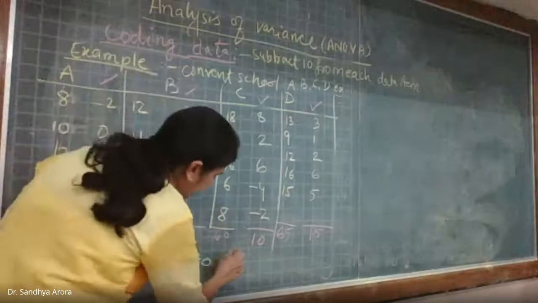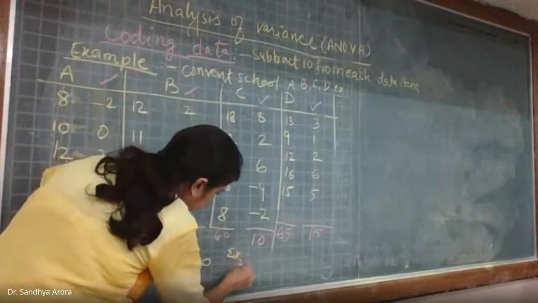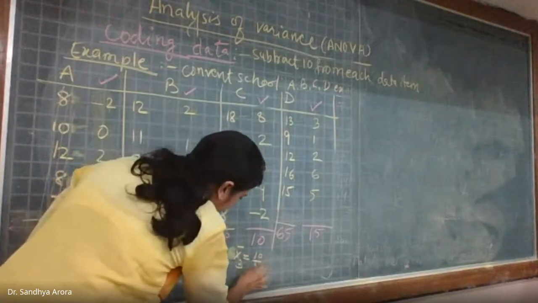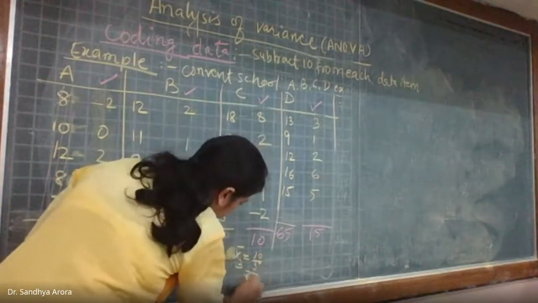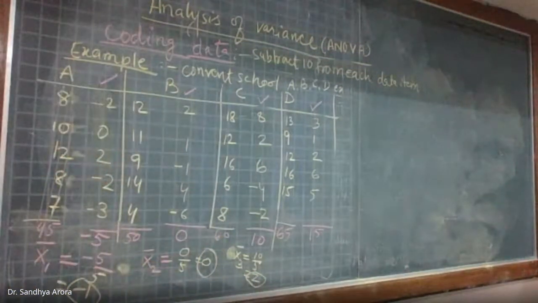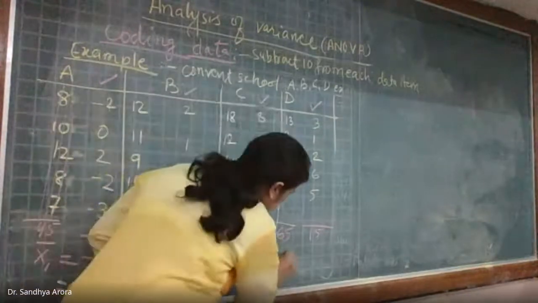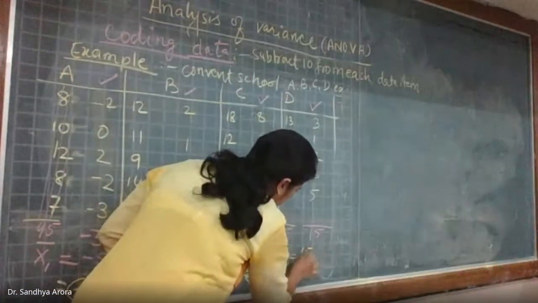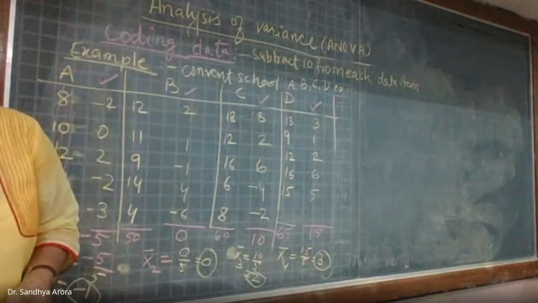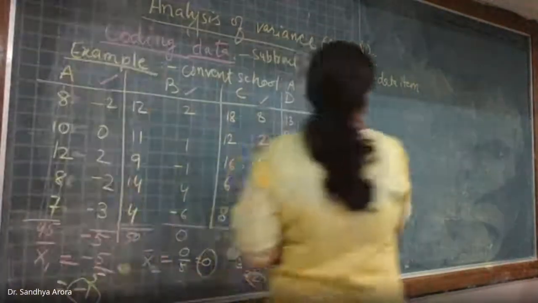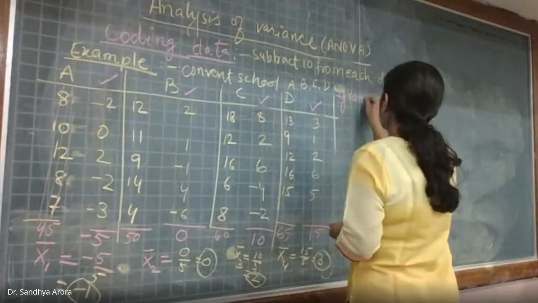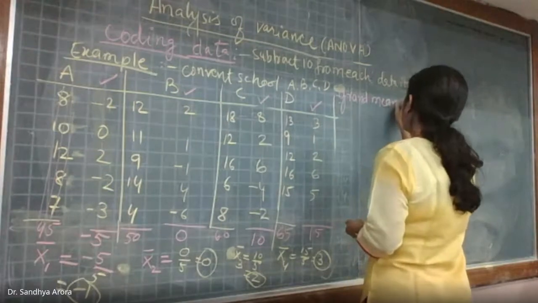Mean of third: summation is 10 divided by 5 is 2. So x3 bar is 2. This is 0. x1 bar is this. x4 bar will be 15 divided by 5, that is 3. Done? So what is grand mean?